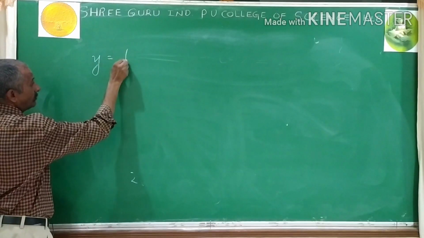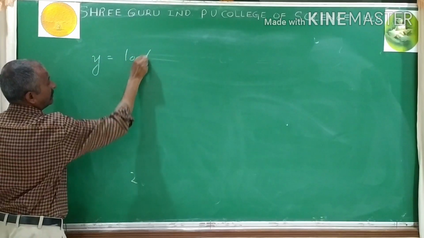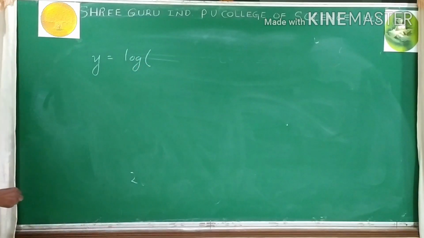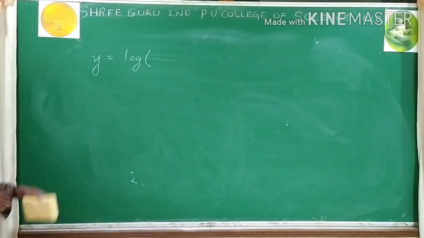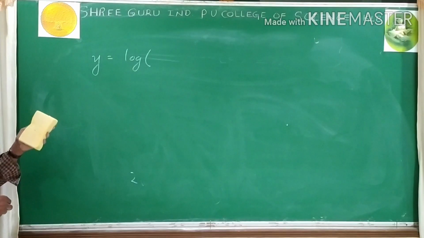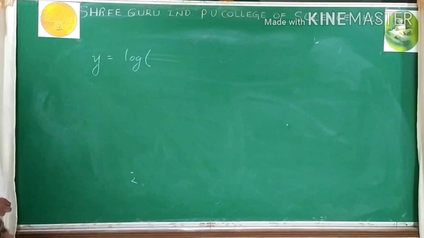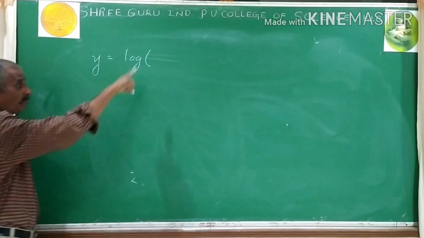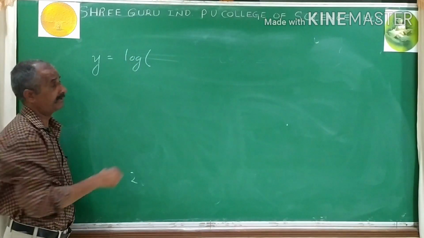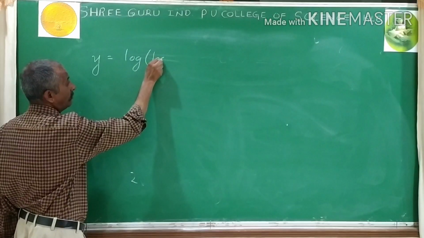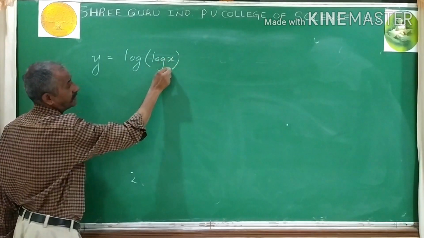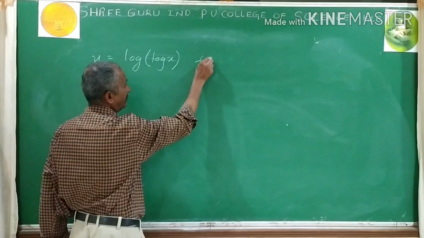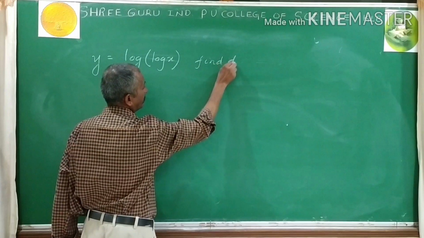If y equals log of... So when the log comes, it should come to your mind suddenly: differentiation of log x is 1 divided by x. Here it is 1 divided by something, and that something is whatever function accompanies the log. If y equals log of log x, then find dy by dx.